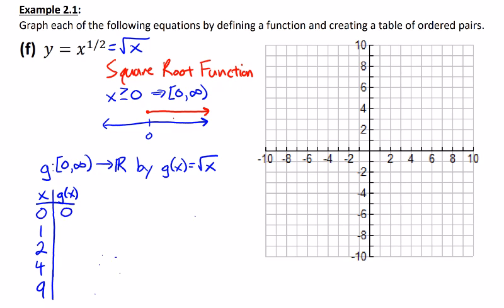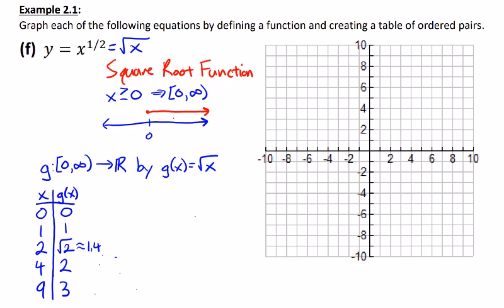1 will map to 1, but 2 is going to map to the square root of 2, which is an irrational number. So I need a decimal approximation. This is where your calculator comes in handy, and this would be approximately 1.4. Square root of 4 will be 2, and the square root of 9 will be 3. So the only value that I had really any trouble with at all was 2. The others were nice enough that I could get integer outputs with them.